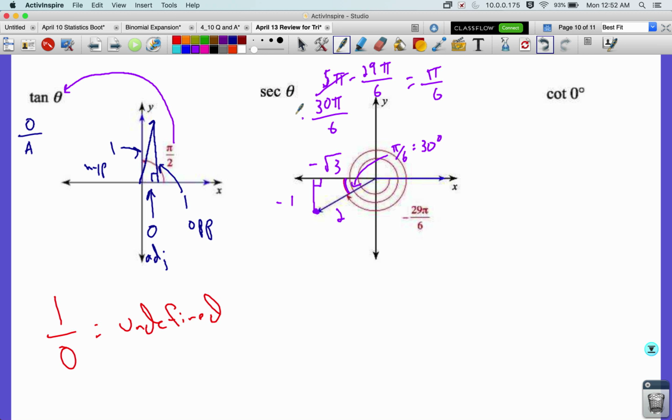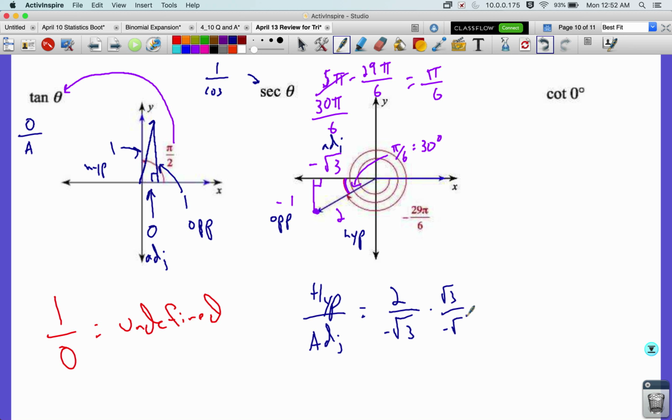All right, what is the ratio for secant? Actually, before I ask that, I can label these as opposite, hypotenuse, and adjacent. All right, so secant is 1 over cosine. Cosine is adjacent over hypotenuse, so we want hypotenuse over adjacent, which here equals 2 over negative square root of 3, but we don't want a square root of 3 in the bottom. So I'm going to multiply by root 3 over root 3. I actually do negative root 3 over negative root 3. That already looks negative. That way I'll get rid of the negative at the same time. And I get negative 2 root 3 all over positive 3.